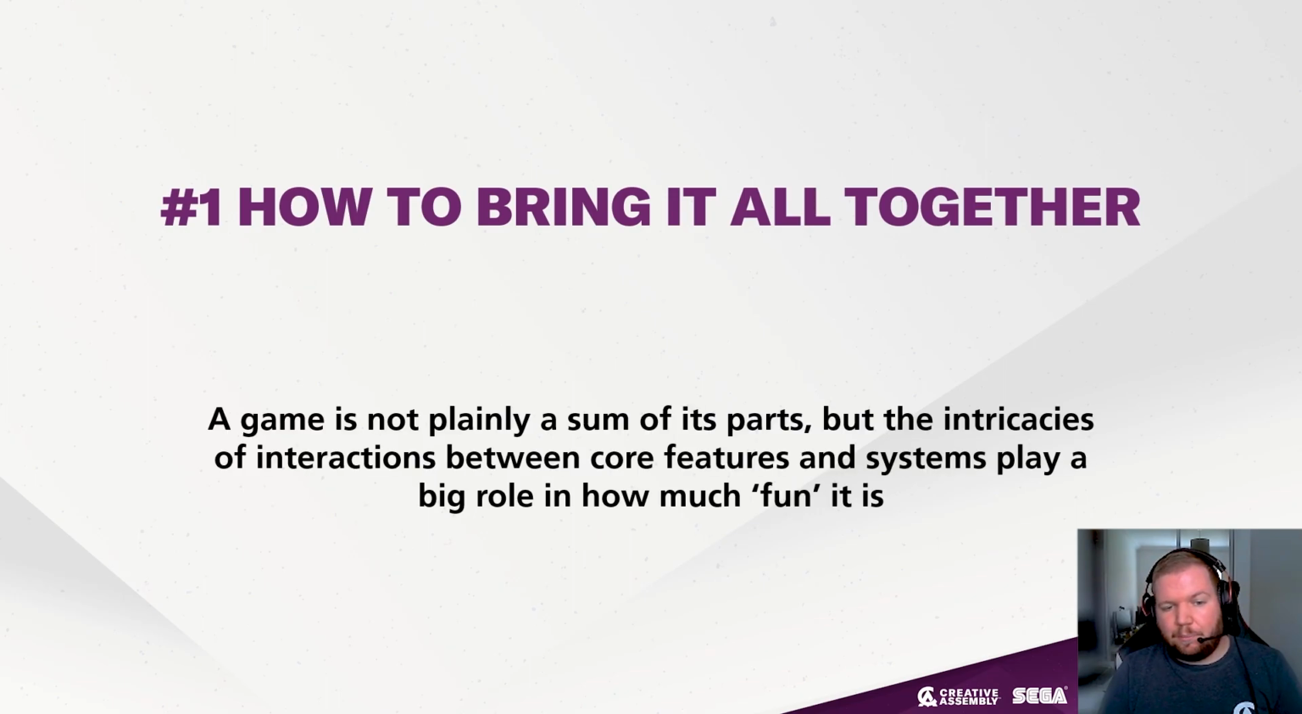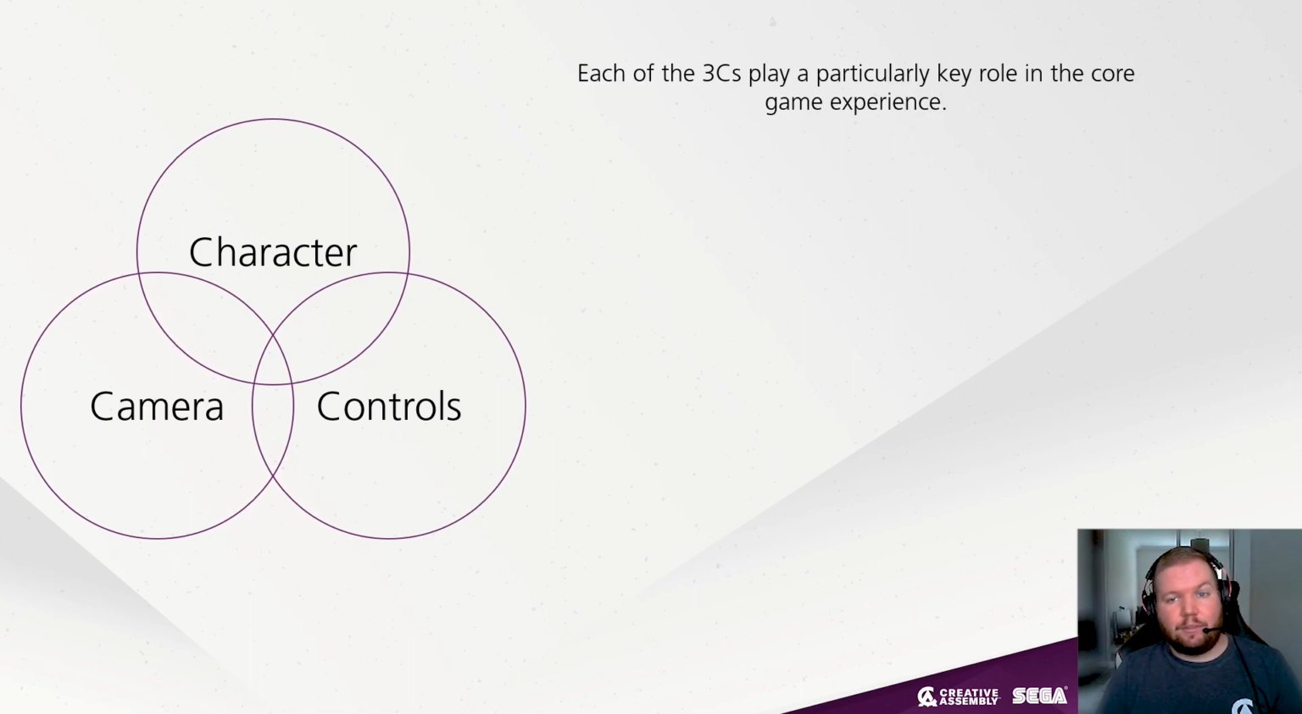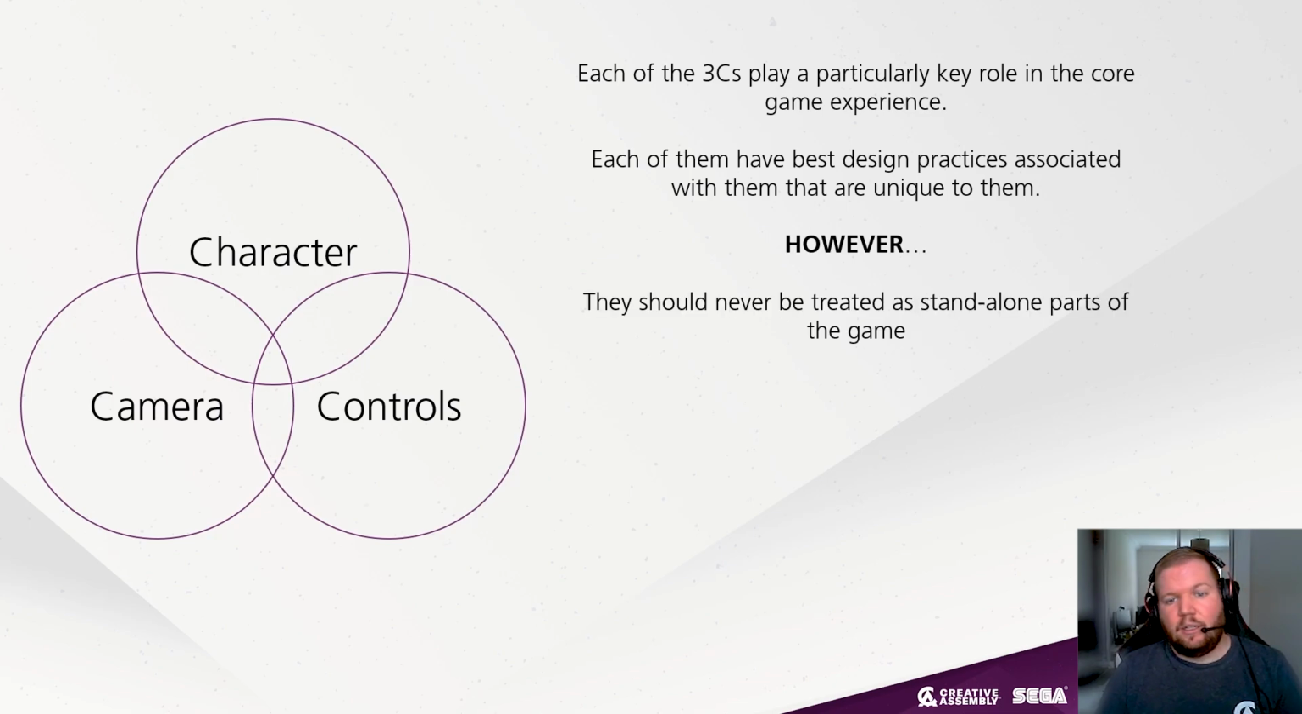A game is not simply a sum of its parts, but the intricacies of interaction between core features and systems play a big role in how much fun it is to play your game. So character, controls, and camera need to be thought about together, not just individually. Each of them plays a key role in the core experience, and each of them has best design practices associated with them that are unique to them. But they should never be treated as standalone parts of the game.